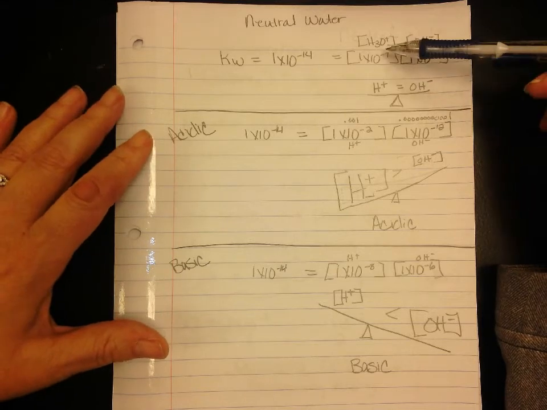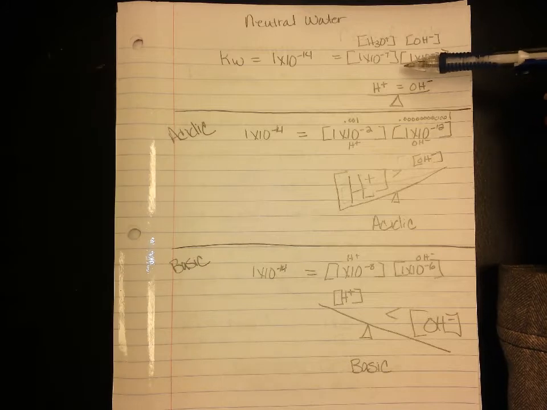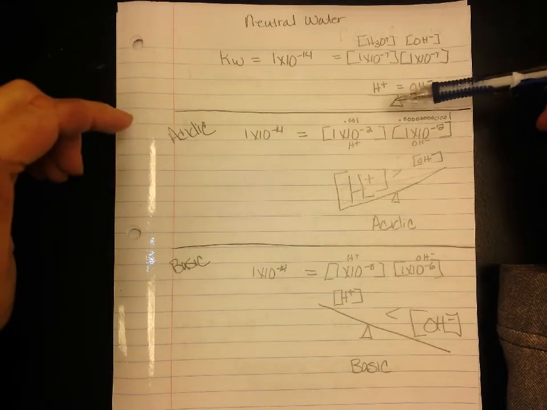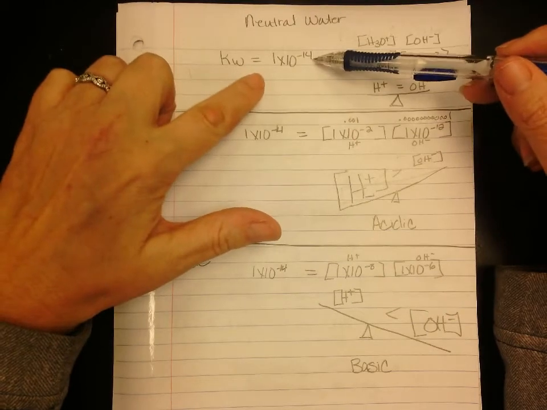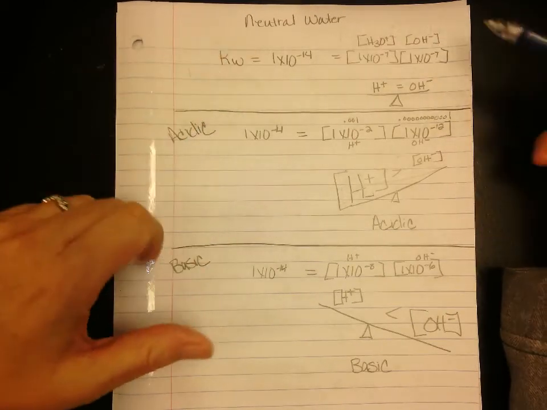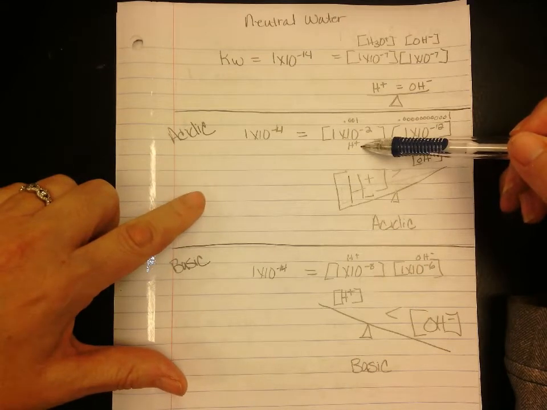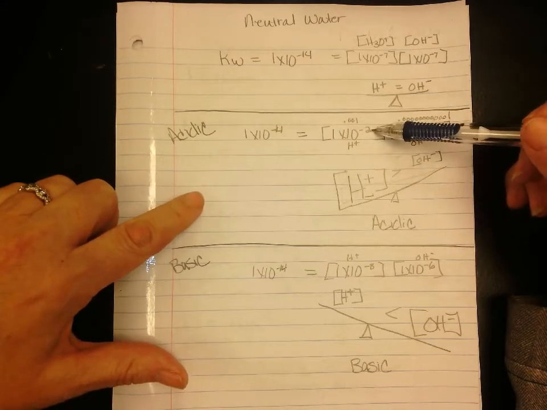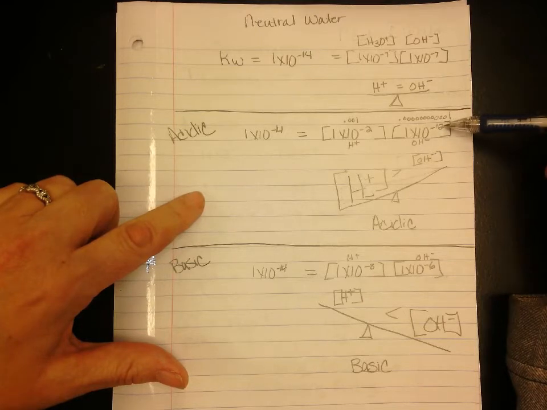Now, because this is straight multiplication, there's no denominator because water's liquid. When one goes up, the other must go down because we have to keep this equilibrium of 1 times 10 to the negative 14th. So if my H plus or my H3O plus is 1 times 10 to the negative 2, my OH must be 1 times 10 to the negative 12th.